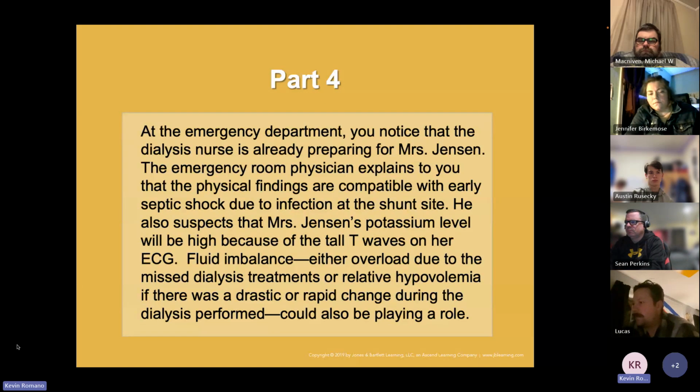At the emergency department, you notice that the dialysis nurse is already preparing for Mrs. Jensen. The emergency room physician explains to you that the physical findings are compatible with early septic shock due to infection at the shunt site. He also suspects that Mrs. Jensen's potassium level will be high because of the tall T waves on her EKG, and a fluid imbalance, either overload due to the missed dialysis treatments or relative hypovolemia if there was a drastic or rapid change during the dialysis performed, could also be playing that type of role.